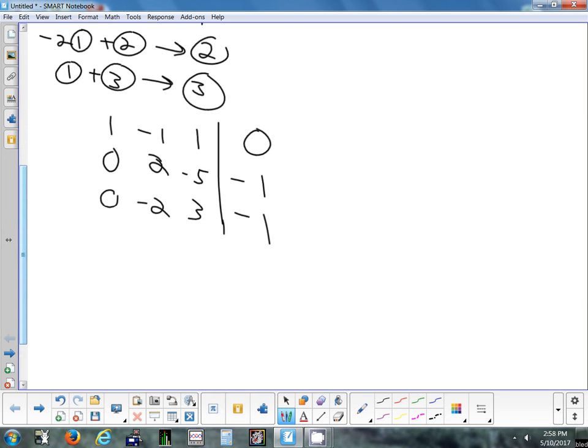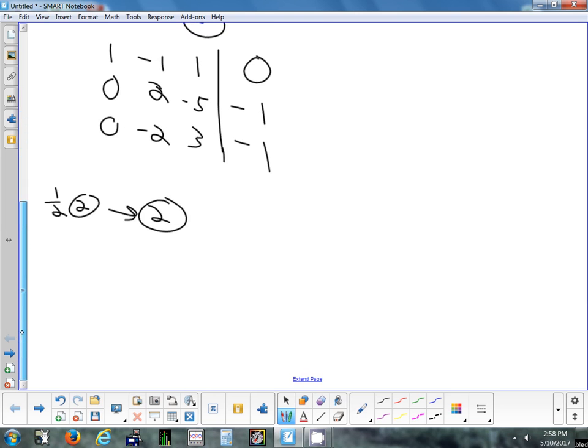Got it. Multiply a row by a half. That's the next step. So 1/2 times the second row, and we're going to replace what's in the second row. So row 1 stays the same forever. Row 3 stays the same just for this step. And now take half of everything in row 2. So what would that give me? 0, and then 1, and then negative 2 and a half.